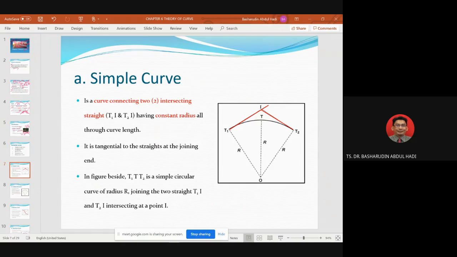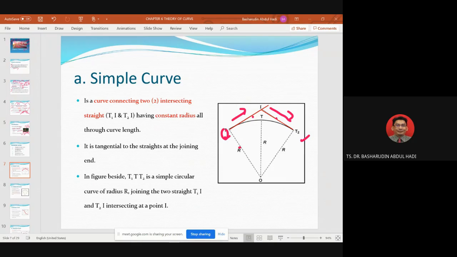Next, we have a simple curve. A simple curve is a curve intersecting two points. What are the two points? T1 and T2. Two intersecting straights, okay. T1I, this line, and T2I, this line, this one and this one. Alright? And it has a constant radius all through the curve line.